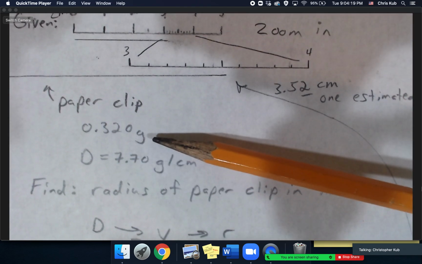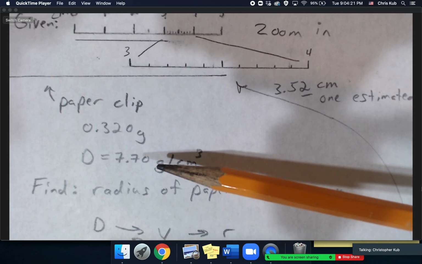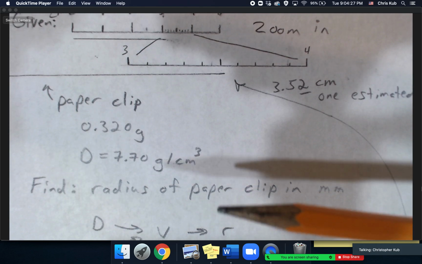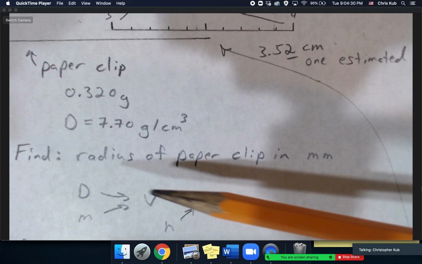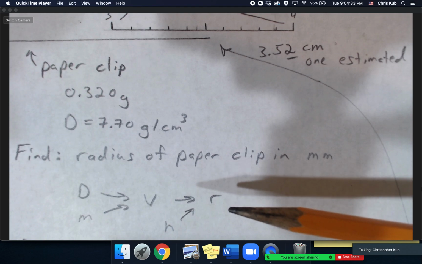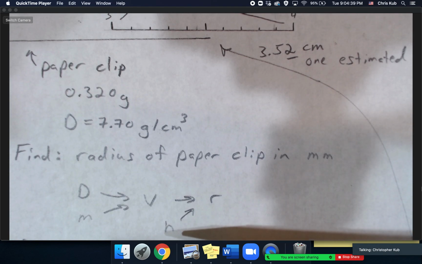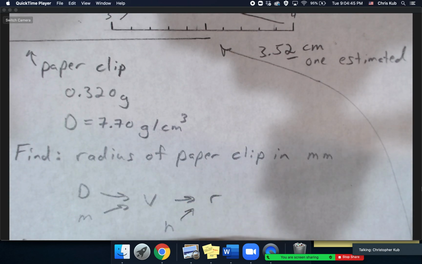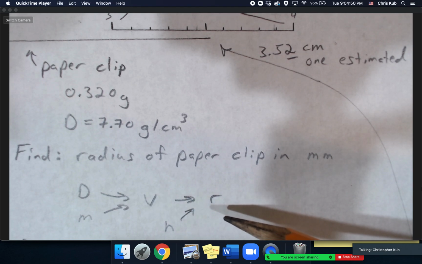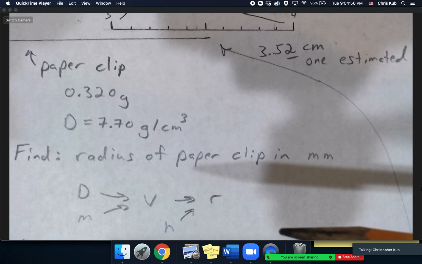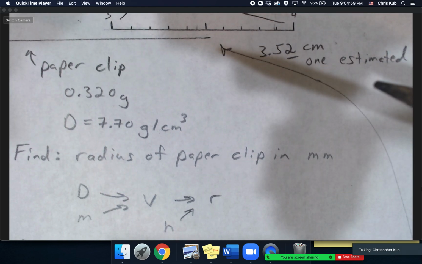We also have measured the mass of the paperclip, and we've determined by looking it up the density of the paperclip, 7.70 grams per centimeter cubed. So the objective is to determine the radius of the paperclip in millimeters. So we know the density and the mass of the paperclip. We also know the height of it, the length of it. So if we can find the volume of it, having density and mass, and knowing the height, we can then calculate the radius, because we'll see in a moment that the volume ends up being equal to pi r squared times the height.